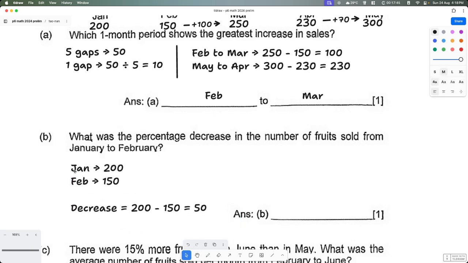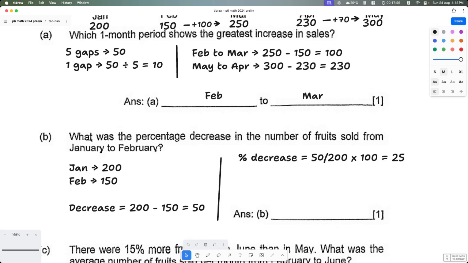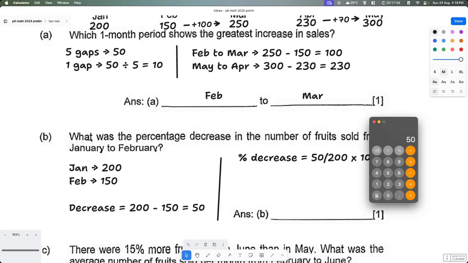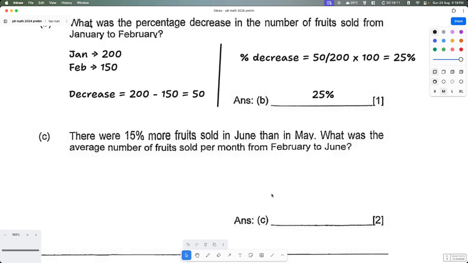So the percentage decrease is equal to 50 divided by 200 times 100, which will be 25%. Let's just calculate 50 divided by 200 times 100. Okay, 25%. So that's the answer, 25%. Okay, let's move on to the next part, part C.